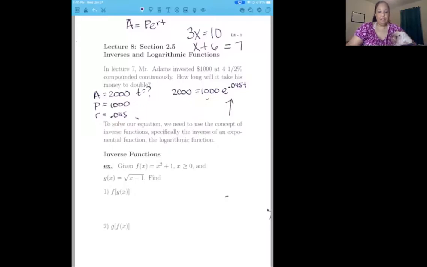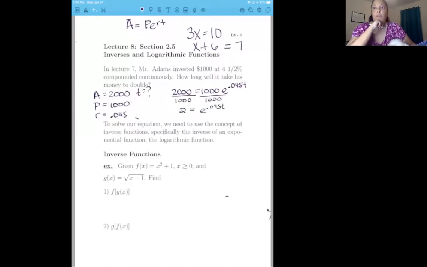Okay, so this is lecture 8, and we are going to begin by talking about inverse functions. What I said before is we have an equation that looks something like this, where there is a variable in the exponent, and how do we solve for that variable? The first thing I can do is divide both sides by 1,000, and I get 2 equals e to the 0.045t.